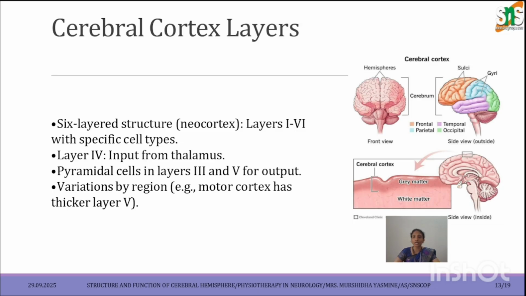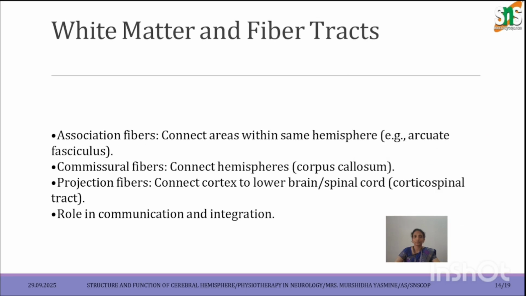In this picture, you can see the layers. Primarily the hemispheres are there, and the sulci and gyri are pictured here. And after the cerebral outer layer, there are 6 layers which are arranged one by one. It is called the neocortex.